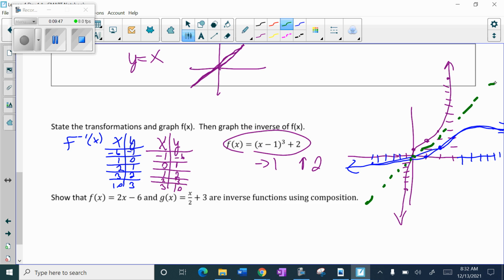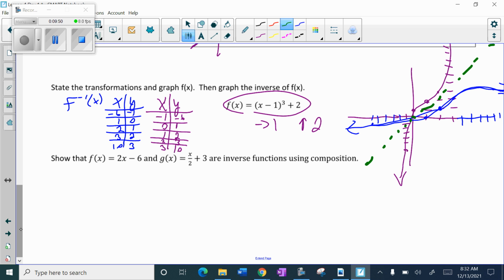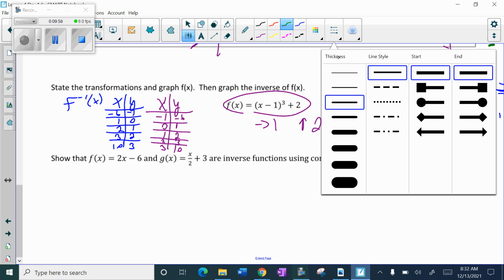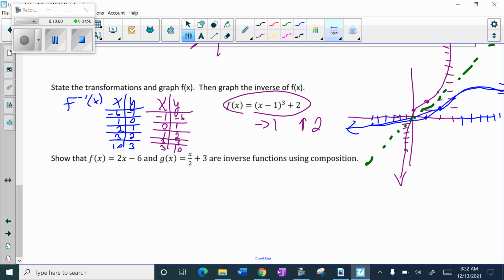So let's go to this one. Show that f of x and g of x are inverse functions using composition. So this is what we talked about the other day. So we want to show that f of g of x equals x, and you need both of these, g of f of x equals x. And if that is true, if they both equal x, then they are inverses of each other. So let's start over here.